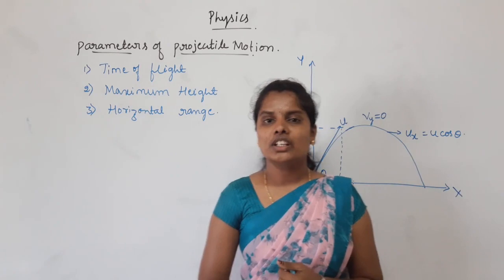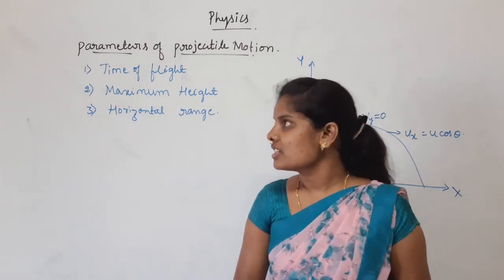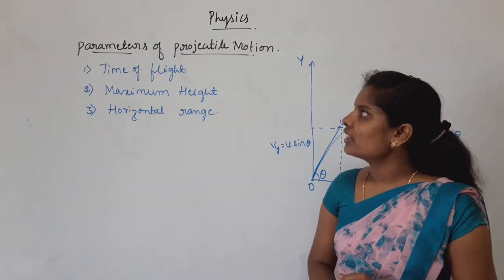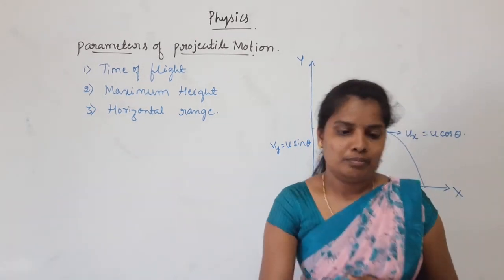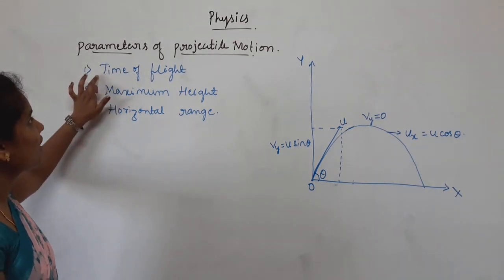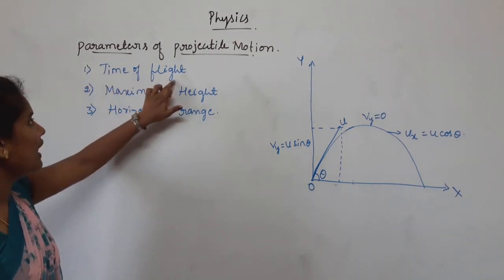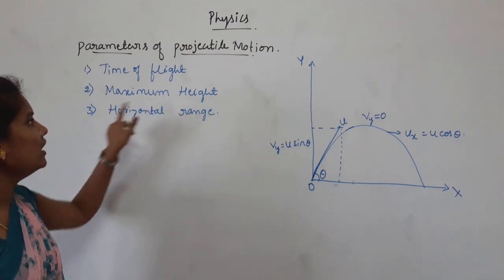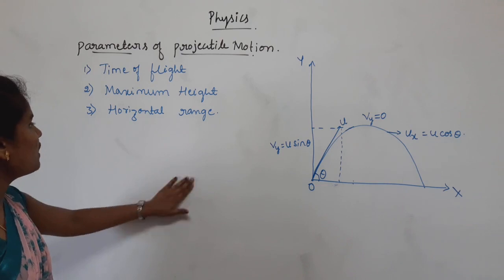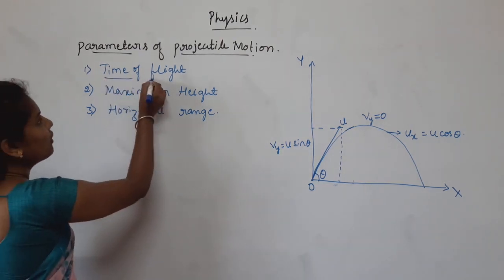Good morning, dear students. In our previous class, we discussed projectile motion. Now we are going to discuss the parameters of projectile motion. There are three parameters: first is time of flight, second is maximum height, and the third is horizontal range. First, we move on to the time of flight.